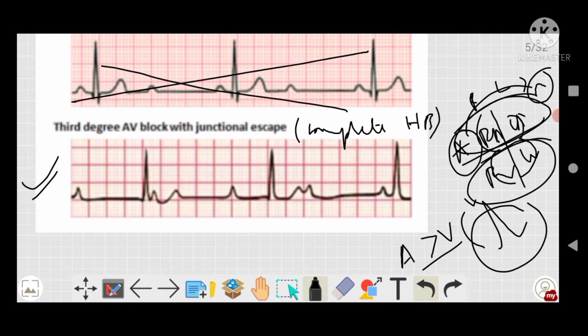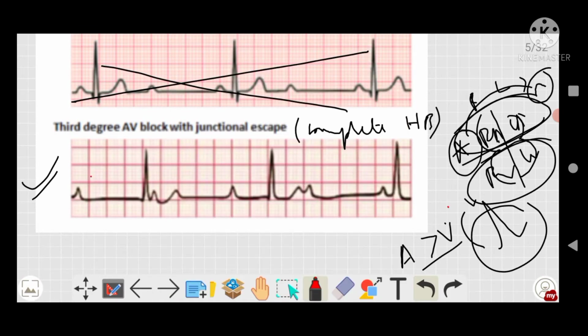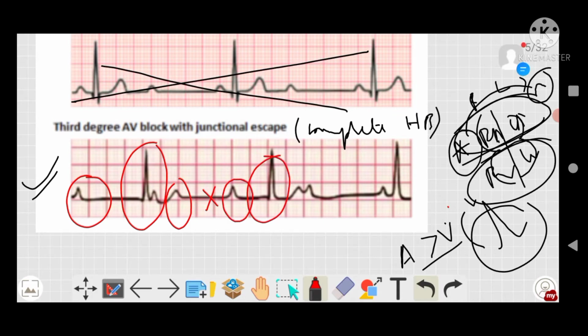Anyhow, after all these points, we will come back to the tracings and we will see how we will identify it. See, this is P wave, this is QRS. Now after P it should be QRS, correct? But see, this is P, there is no QRS. Again P, QRS, correct? So sometimes they are beating independent of each other, right?